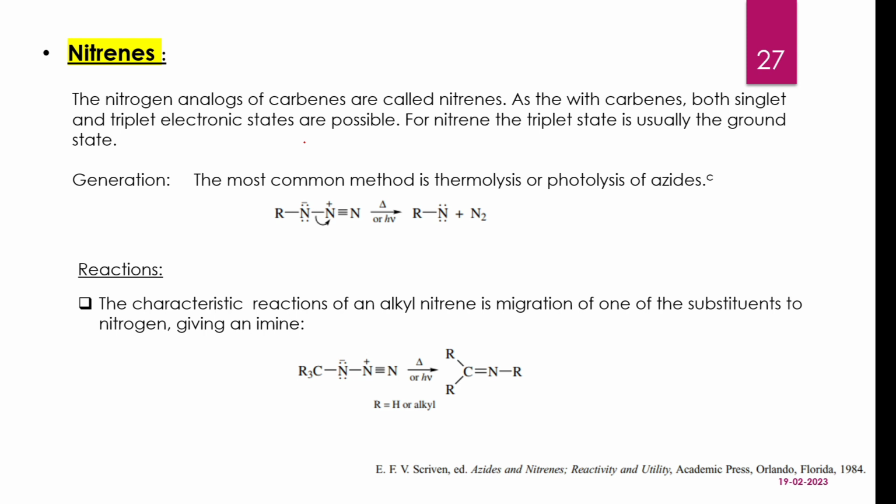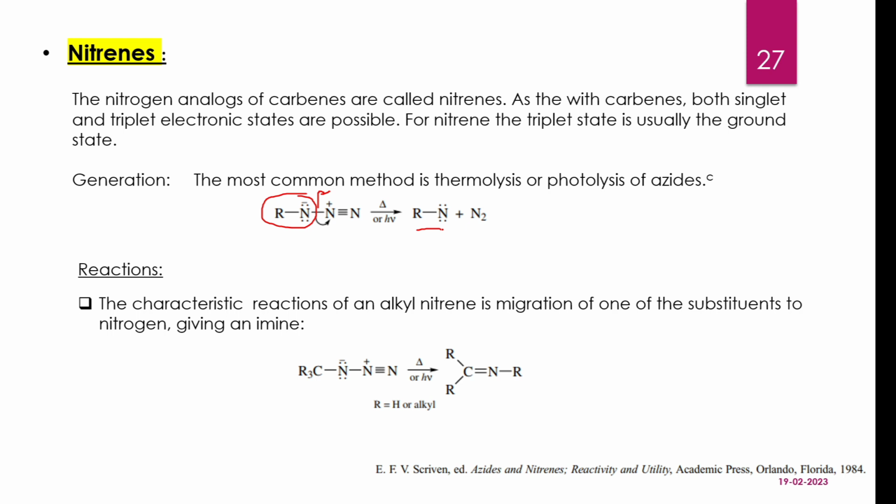So generation, the most common method is the thermolysis or the photolysis of the azide. So what is happening? When the azide is heated or light is given on the azide, this N2 will get removed, giving us this type of nitrene system. So these nitrenes can take part in different kinds of reactions.